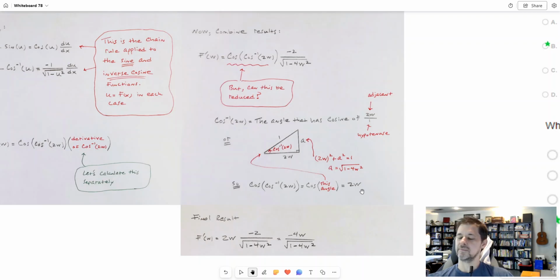so 2w. Now remember I said that you might think it looks like those are going to cancel and you're just going to get 2w, and that's true, but I wanted to solve this in a way that if these were mixed, if it was a sine and a cosine inverse, for example, you could still go through this reasoning to solve it. Okay, so I get a final result like this. That reduces to 2w. I get 2w times negative 2 over root 1 minus 4w squared. Multiply that, negative 4w over root 1 minus 4w squared. So there's our answer. That's our derivative.